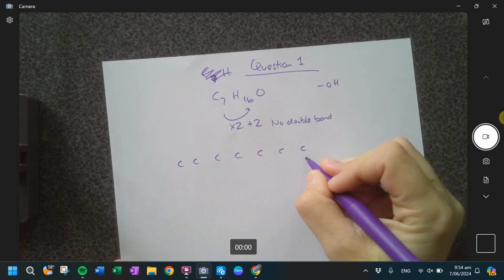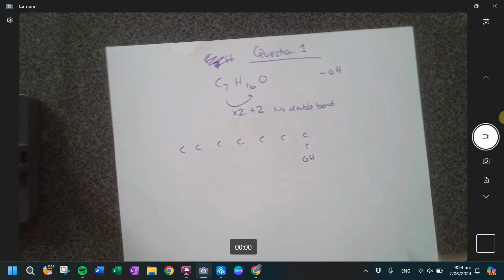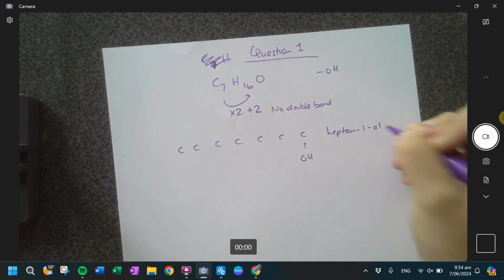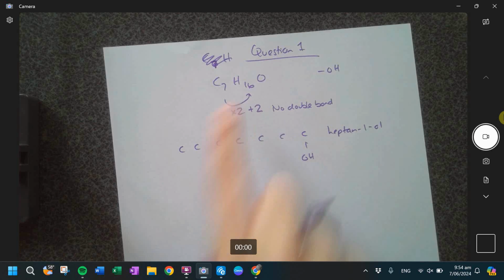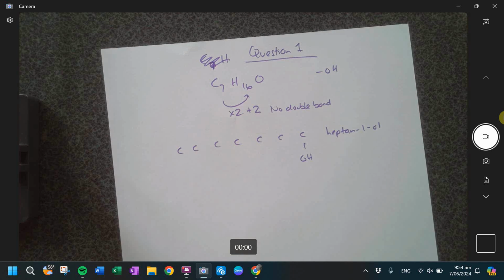So that's my first isomer. If I was going to name it, I would have heptan-1-ol. I like to name it just to make sure I don't accidentally make the same molecule twice. That one will meet the requirements because if I put in the hydrogens, it should have 16 hydrogens, there's 1 oxygen, there's 7 carbons. Are we okay with that?